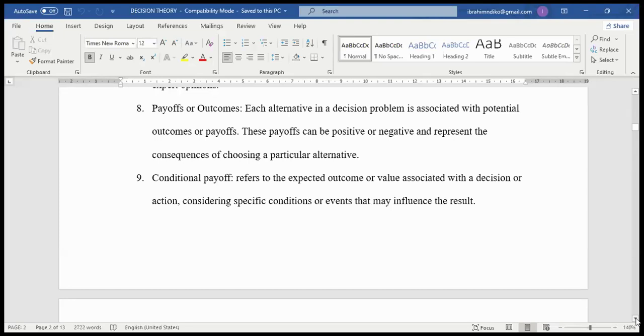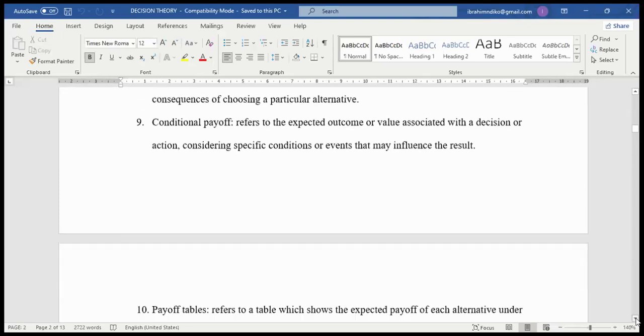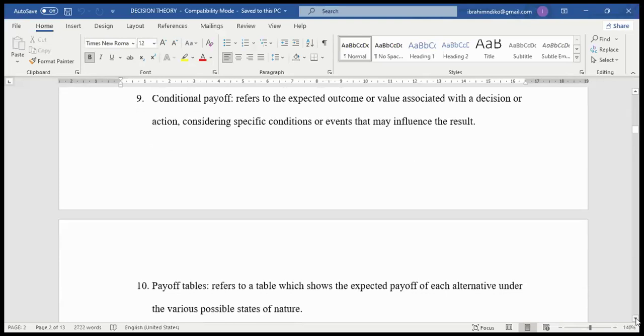Next, we have the conditional payoff, number 9. Now, when we talk about conditional payoff, we're talking about the expected outcome or value associated with a decision or an action. So the keyword there is the word expected.